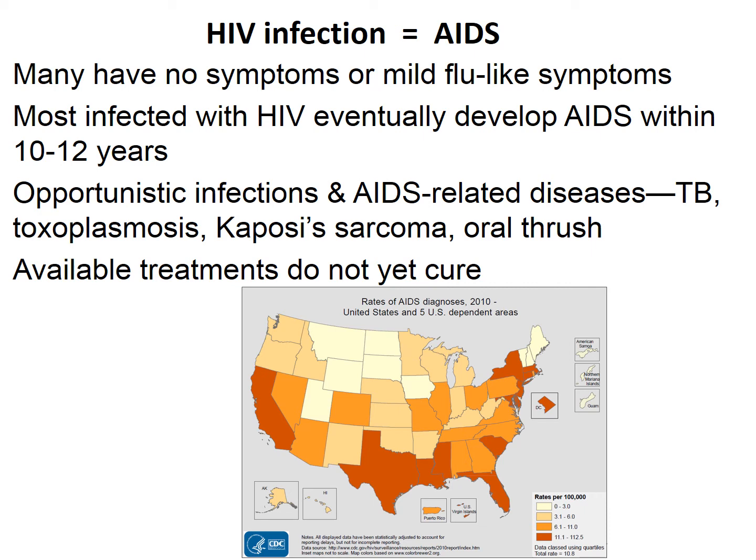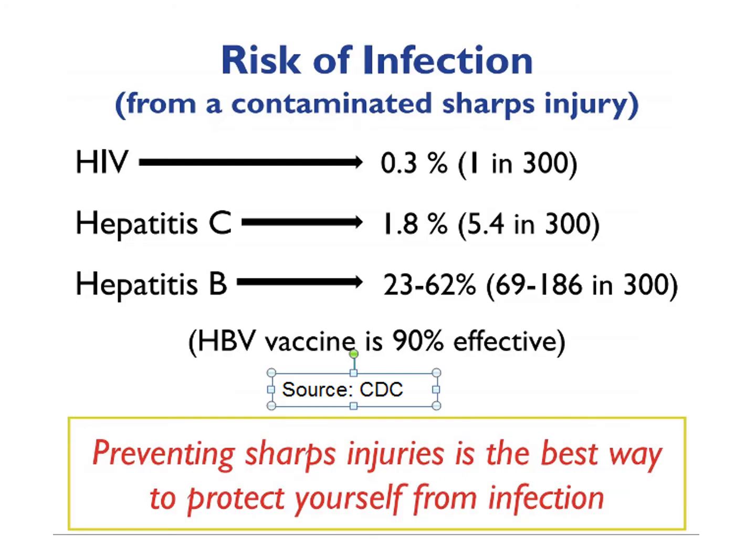The HIV virus usually weakens the immune system to the point that it has difficulty fighting off certain opportunistic infections and cancers which overwhelm the immune system and cause life-threatening illness. Contact with blood or other potentially infectious materials from a sharps injury does not automatically mean you will be infected. Nevertheless, the risk is still there. The information here is from the Centers for Disease Control, CDC, as part of their Stop Sticks campaign.